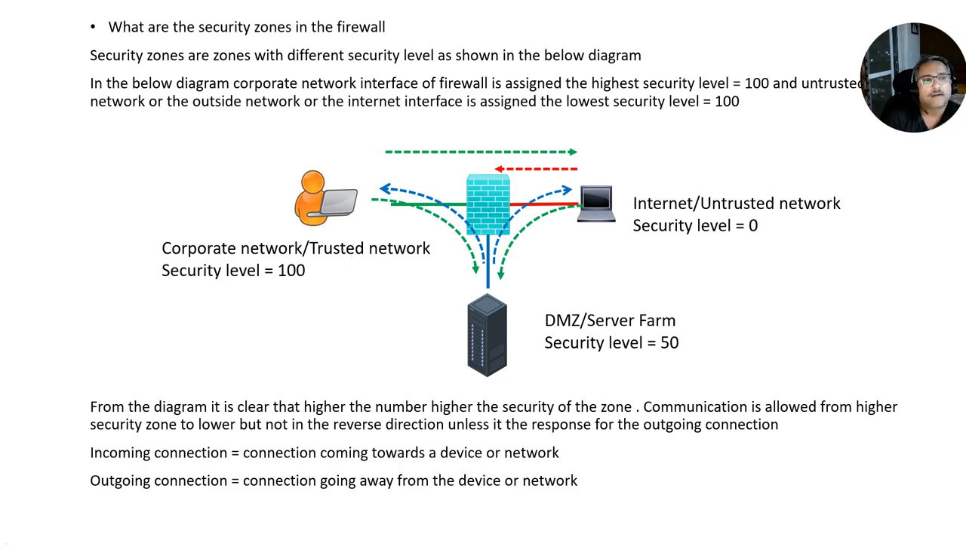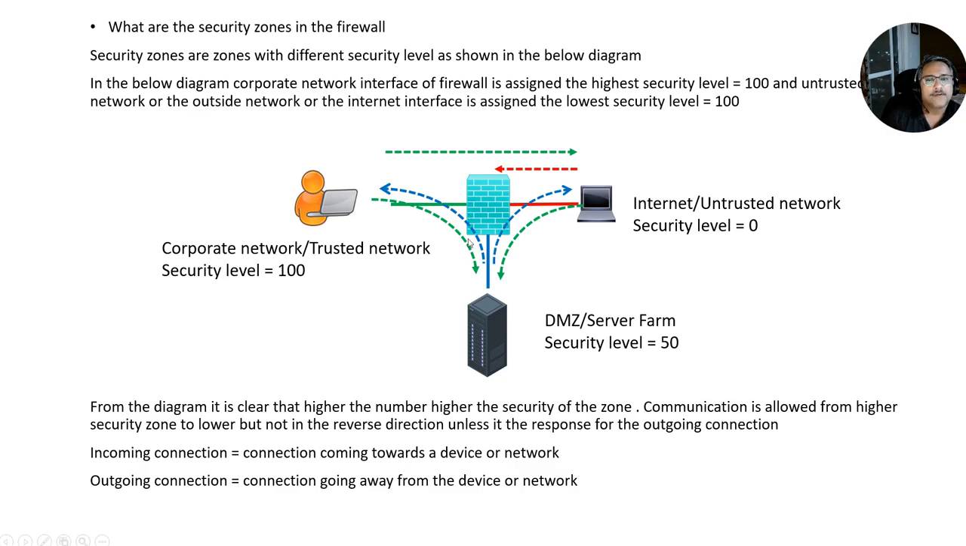Suppose he is a hacker, or he is sending malware, then your entire network will be infected. That's why you carve out a different subnet for servers, which we call a demilitarized zone or server farm. So if anything goes wrong here, if the server farm is infected, then that malware or virus will not spread into your corporate network.